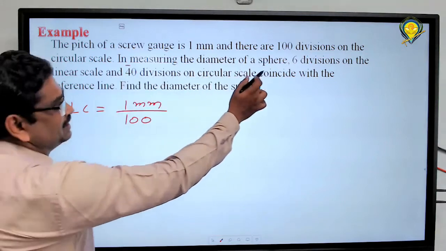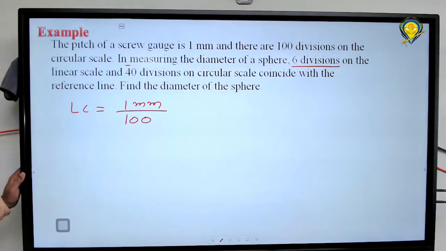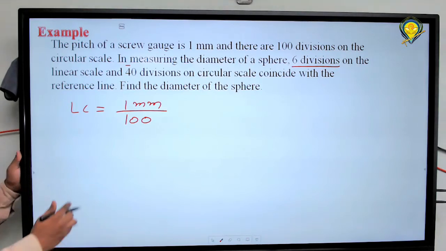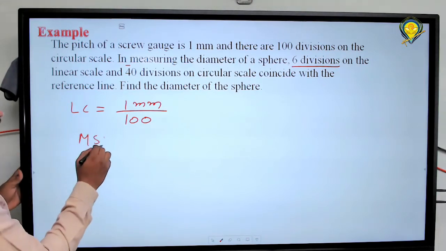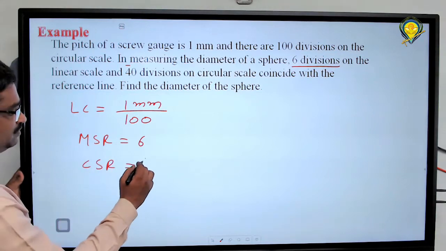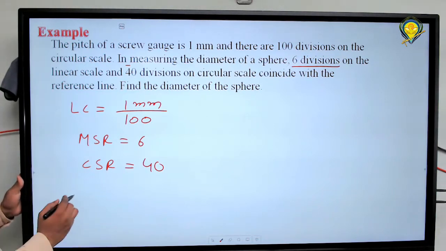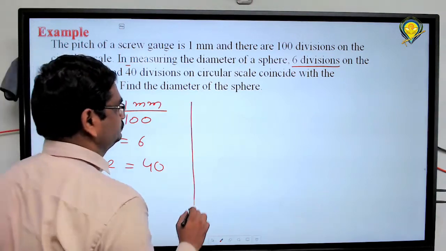In measuring the diameter of the sphere, 6 divisions on the linear scale and 40 divisions on the circular scale coincide. So what is the main scale reading? 6. Circular scale reading? 40. Is there any error? No. You didn't discuss anything about the error, so there is no need to consider that. No error. Now what is the total reading?